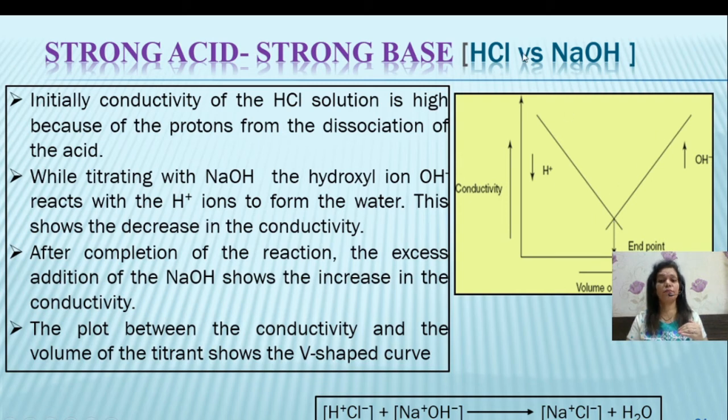You have to fill the burette with NaOH, and HCl is in the beaker. Initially you measure the conductance of the solution in the beaker. For HCl it is high conductivity. As you add NaOH, formation of salt and water decreases the conductivity. After the equivalence point, excess addition of NaOH to the beaker or titrating flask increases the conductivity of the solution. So extrapolating these two straight lines on a graph, you can get the equivalence point or end point of your titration.